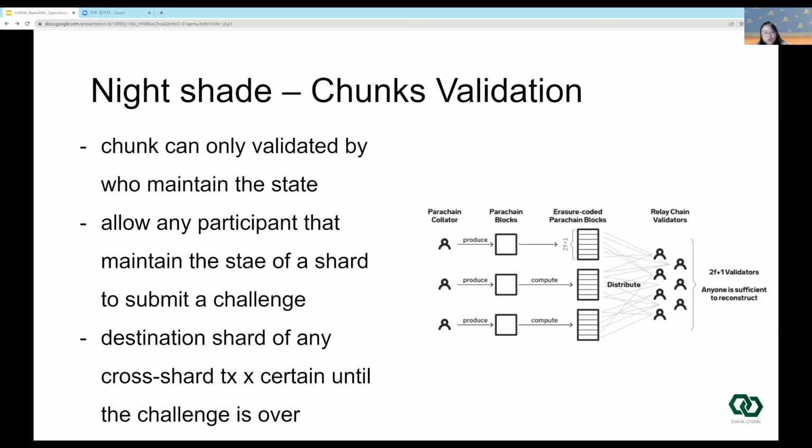Once we assume that the shard chunks can be invalid and introduce a challenge period, it negatively affects the finality and thus cross-shard communication. In particular, the destination shard of any cross-shard transaction cannot be certain the originating shard chunk or block is final until the challenge period is over.